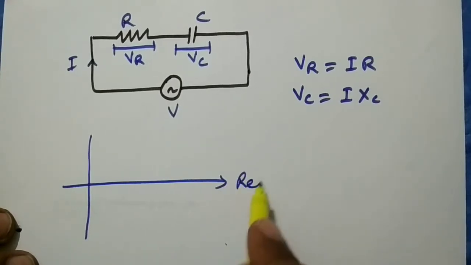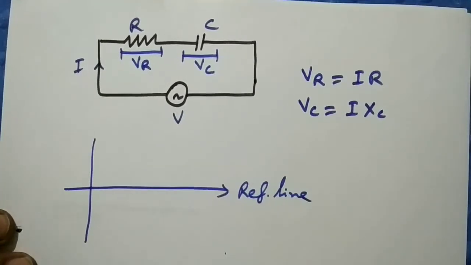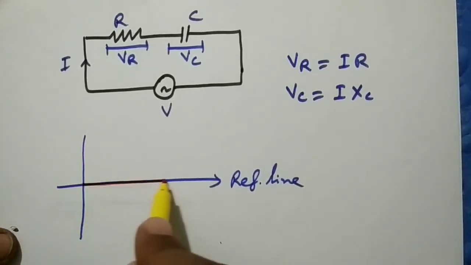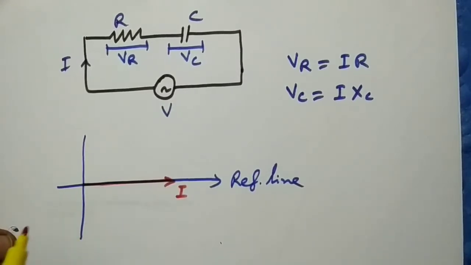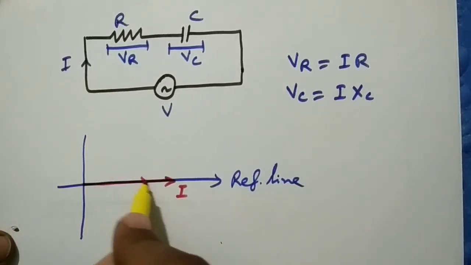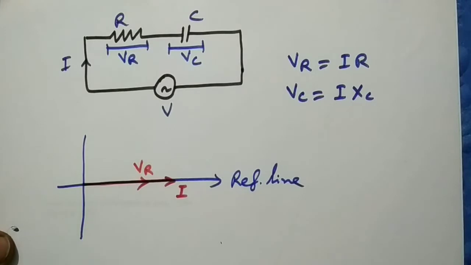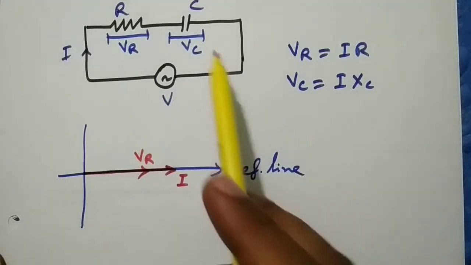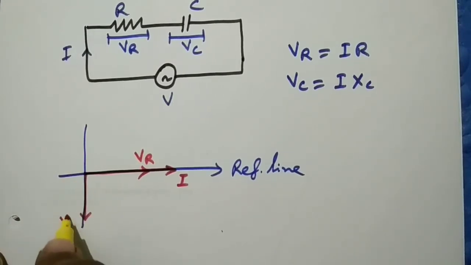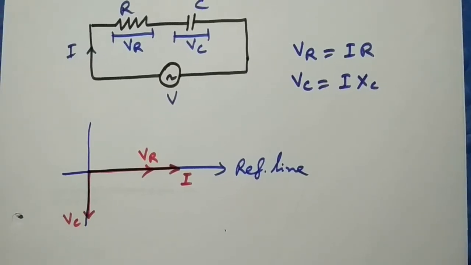So this is our reference line. Take current as a reference. So here it will be I. Voltage drop across the resistance will be in phase with the current. So VR will also be on the x-axis. And the voltage drop across the capacitor will lag the current by 90 degrees, because for a purely capacitive circuit, current leads the voltage by 90 degrees. So we can say the voltage will lag the current by 90 degrees.